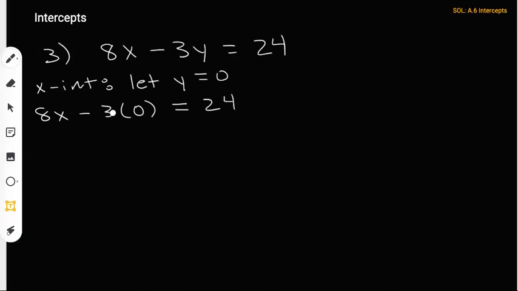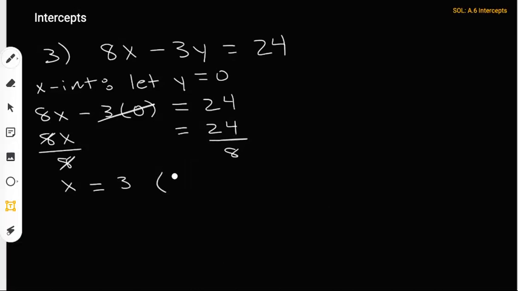So now since this is going to multiply to give me 0, I can cross that out, and I'm left with 8x is equal to 24. Last thing I need to do is divide both sides by 8. When I do that, the 8's are going to cancel out, leaving me with x equals 24 divided by 8. That's going to be 3. So my ordered pair is going to be 3, 0. Make sure that you let your y coordinate be 0 for this one.